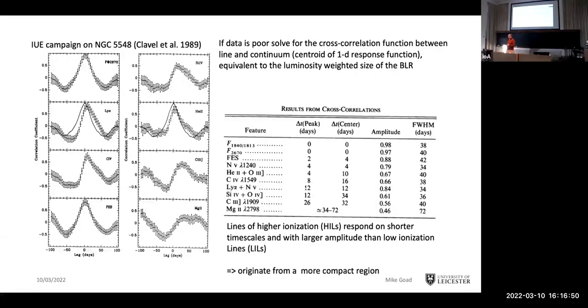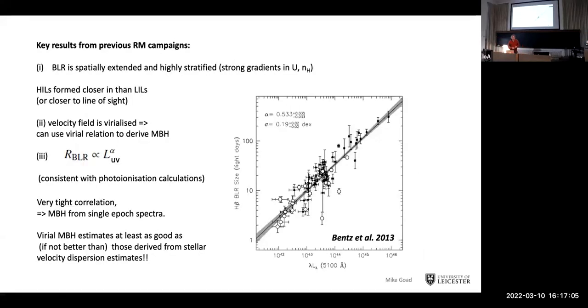Okay, so if you've got really low signal-to-noise data and a line which is intrinsically lousy at responding to changes in the continuum, it's not a great way of measuring sizes. Okay, size scale. So, point one then: spatially extended, strong gradients in density and ionization parameter.